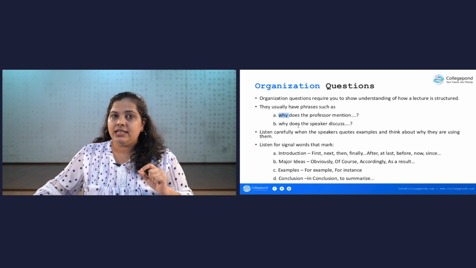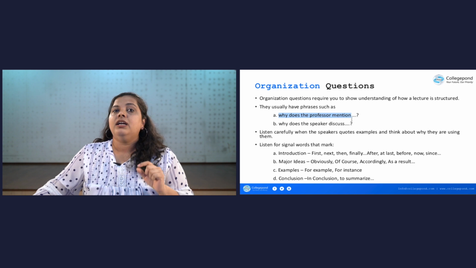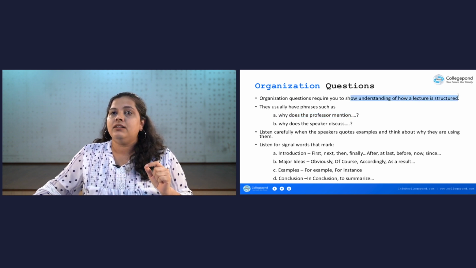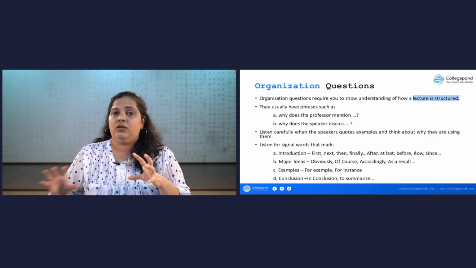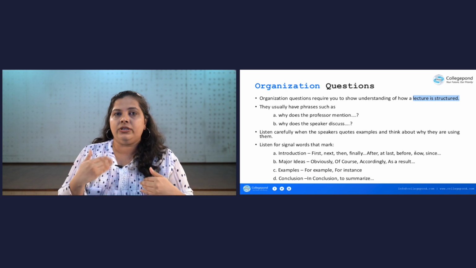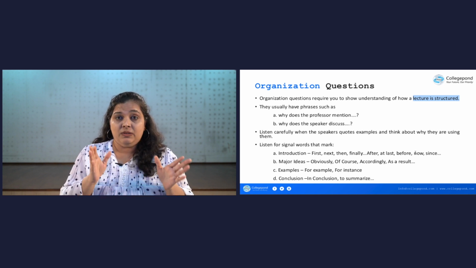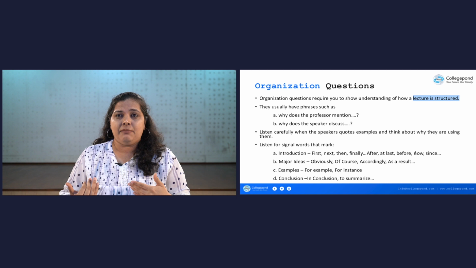While in an organization question, you could have a similar structure, right? The focus of the question will be on understanding the lecture structure. It will not be on the purpose of what the person is saying. So we'll understand this when we actually look at an example.